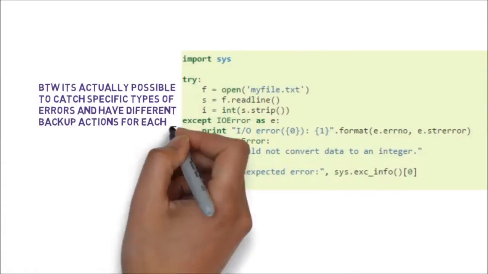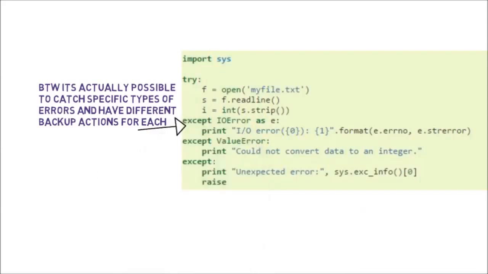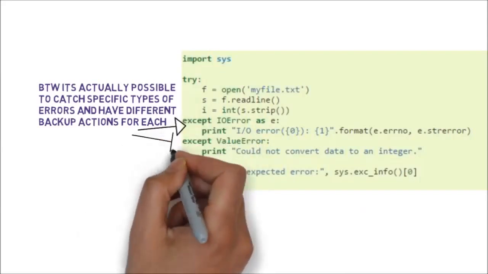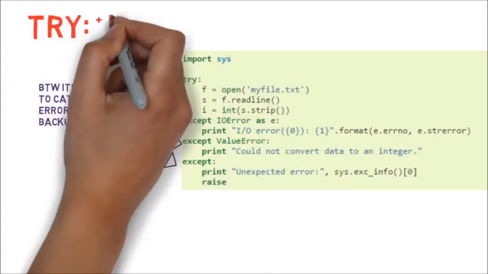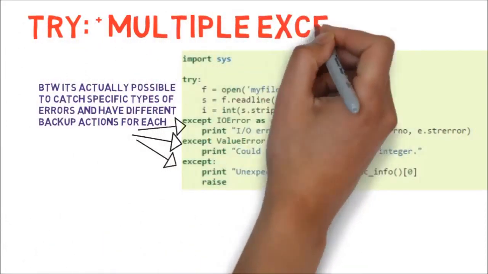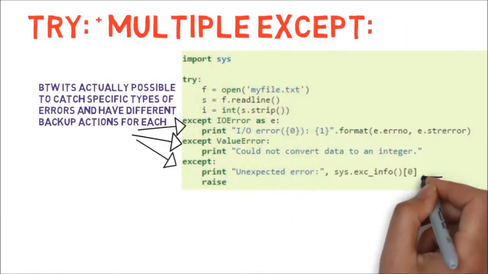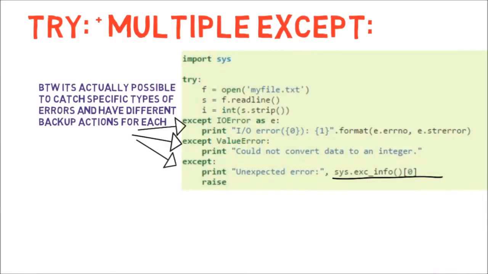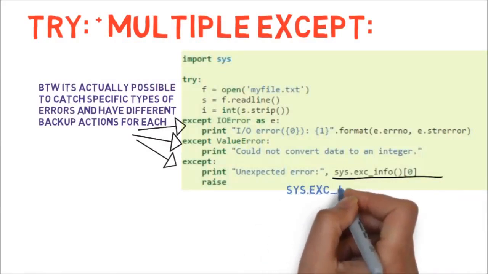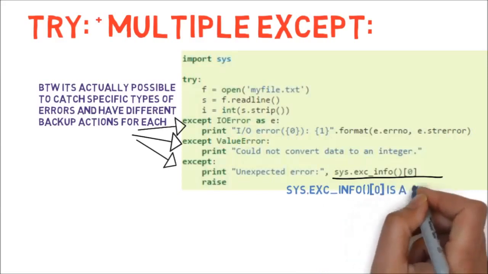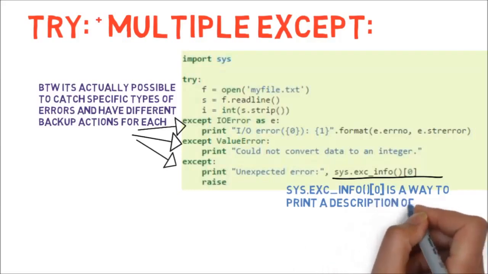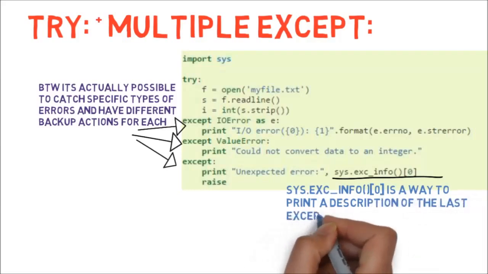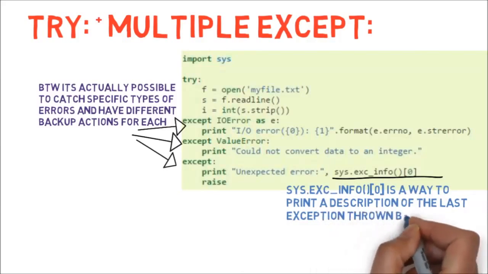So here is a piece of code that is trying to read a simple text file, and we have actually put in three except blocks here. Each of them is handling a specific type of error. So this is a way to do try with multiple excepts. sys.exc_info is a function that allows us to print a description of the last exception that was thrown by the program. So sys.exc_info will tell us what the error actually was. Is it an IO error, value error, or so on.